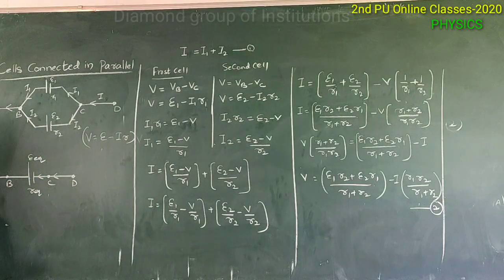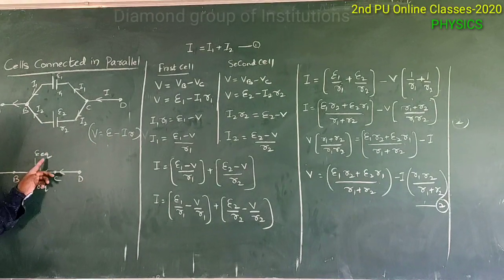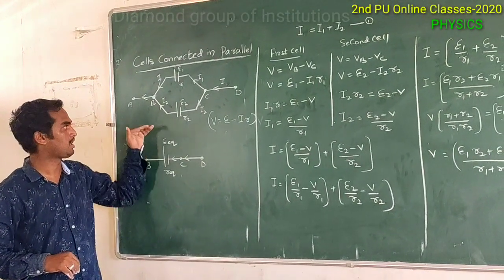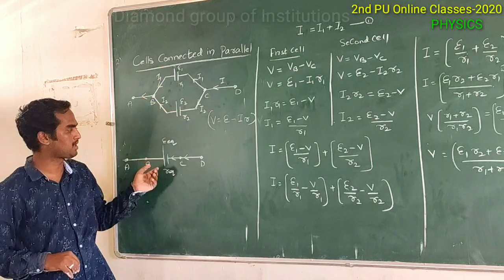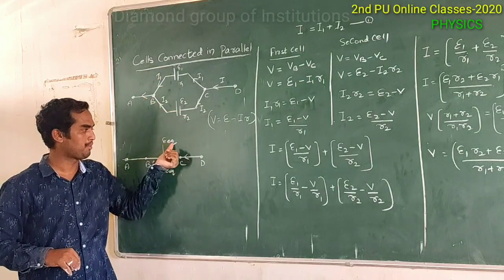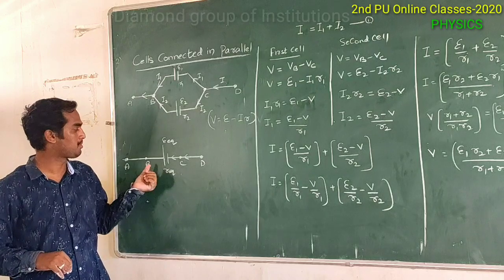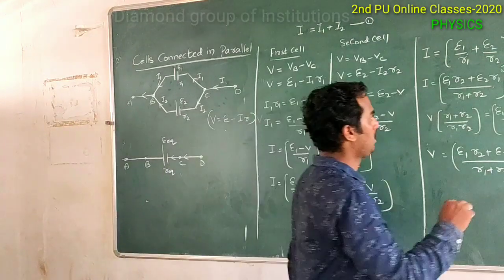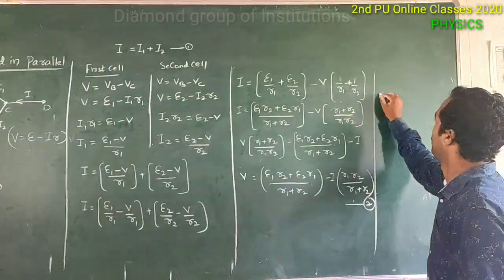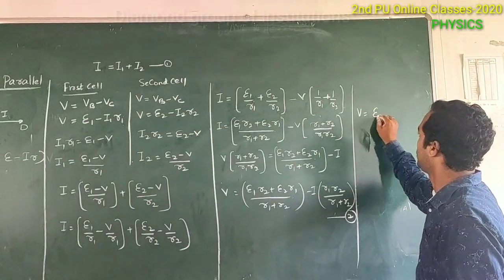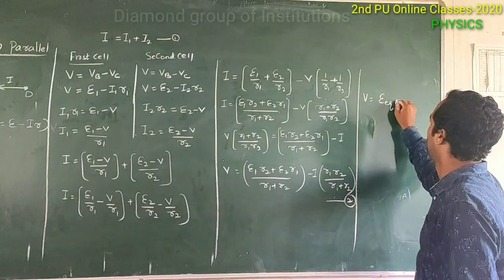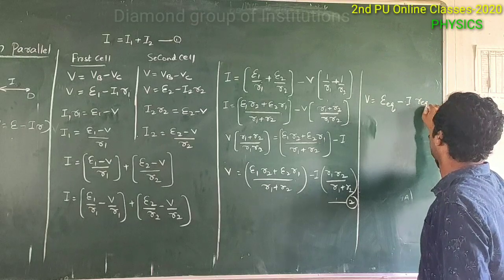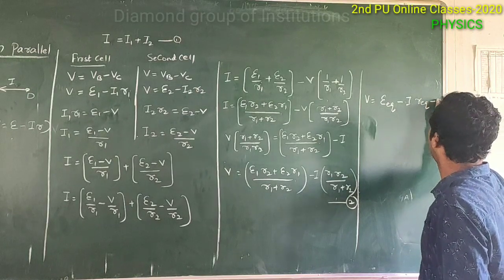And see here, there is an equivalent EMF and an equivalent internal resistance, and in place of these two cells we are using the equivalent EMF and equivalent internal resistance between the points B and C. So we can write the expression directly: V equal to E equivalent minus I into R equivalent. Equation number 3.